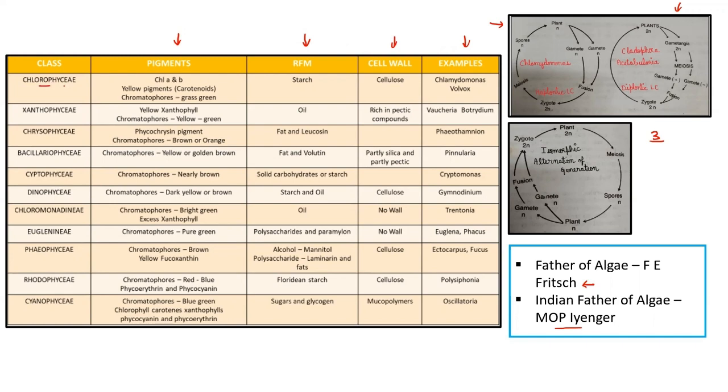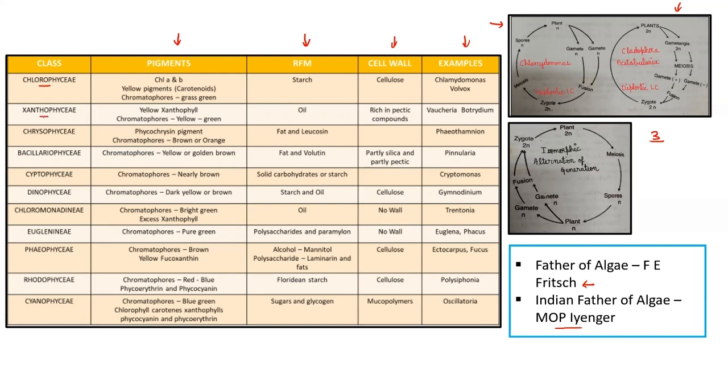The first one to discuss is Chlorophyceae, where the reserve food material is starch, the cell wall is cellulosic, and the examples are Chlamydomonas and Volvox. Let us talk about the pigments. The pigments are chlorophyll a and b, as well as carotenoids, which are yellow pigments. Chromatophores are grass green in color.